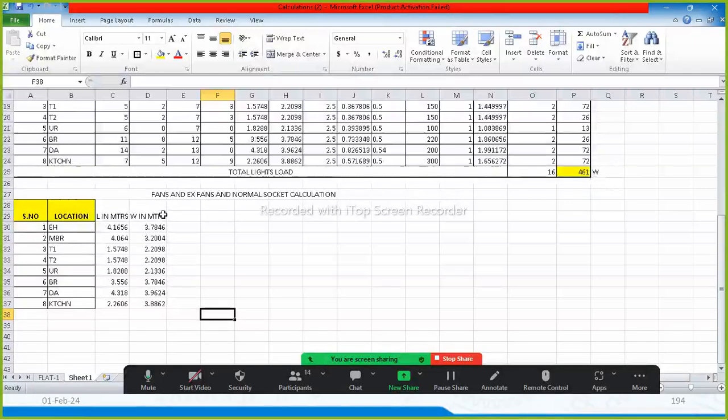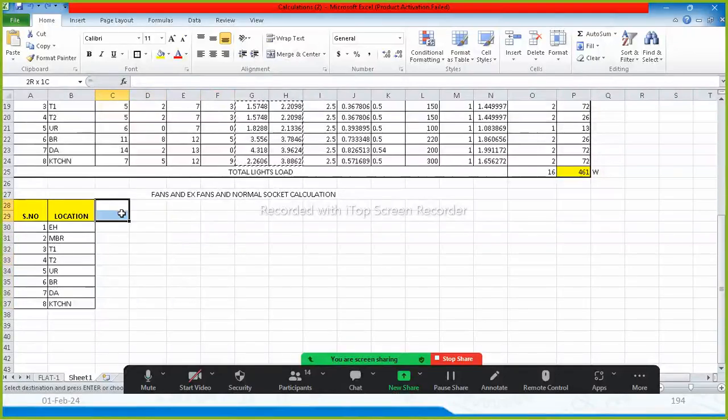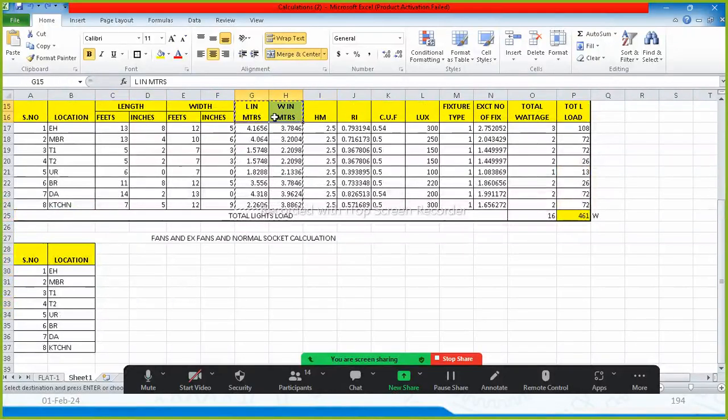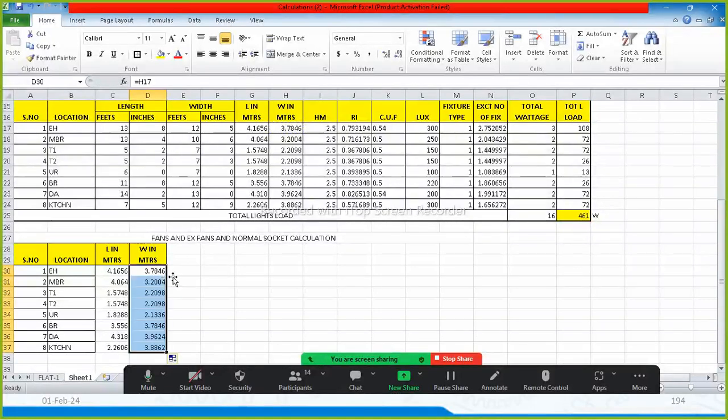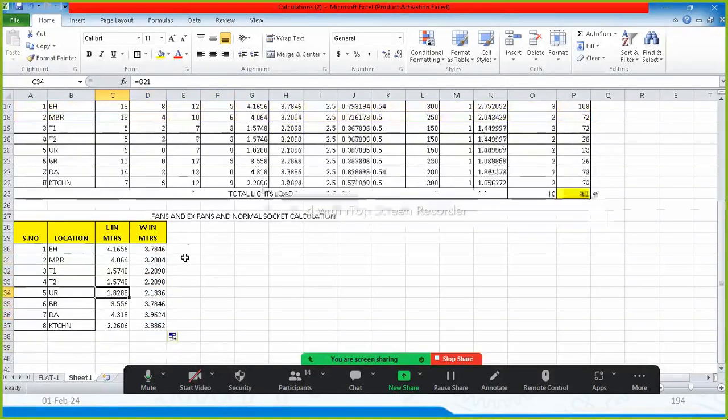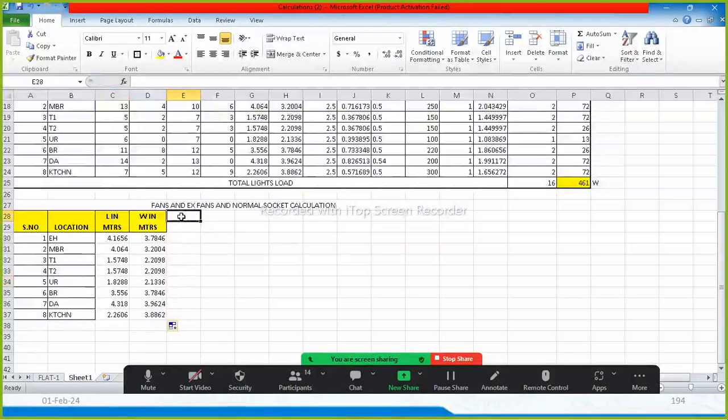L in meters and W in meters, what are the values which you had taken there? Then is equal to enter, is equal to enter, then drag it up, so that in future if it changes, here also it will change. Okay, now the next is I want the fans.